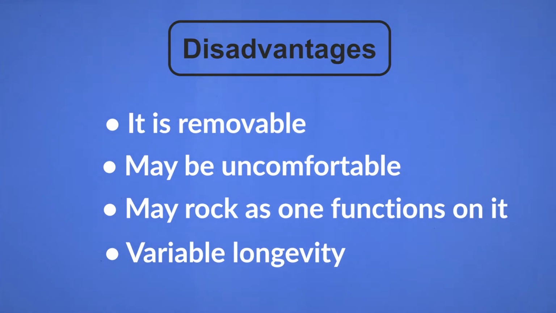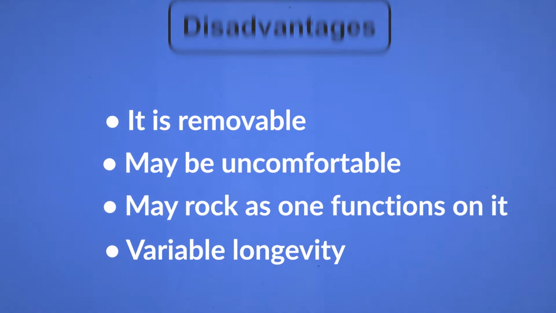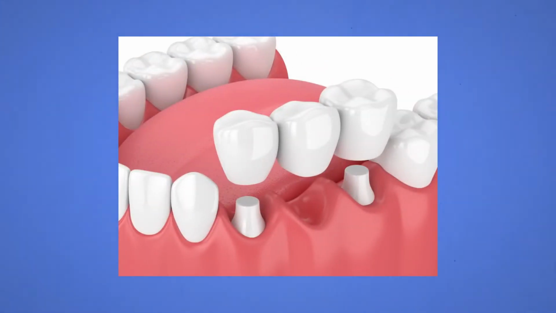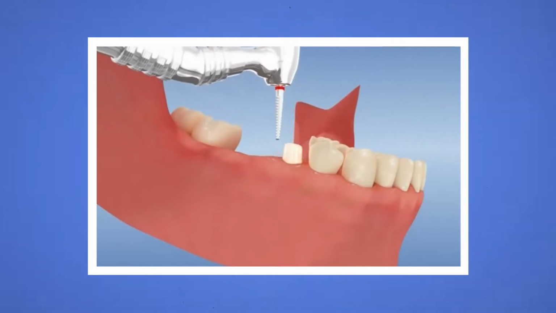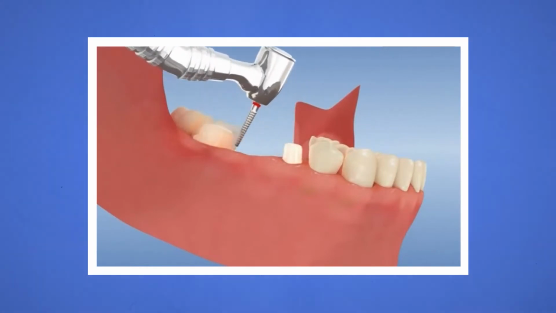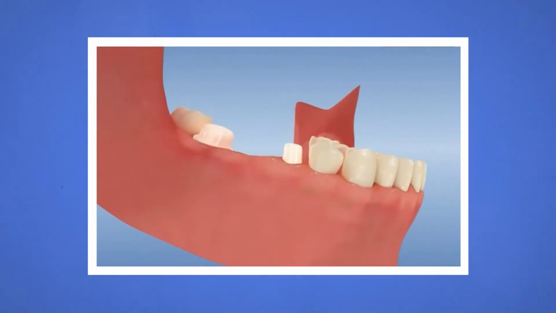The second restorative option for an edentulous site is a dental bridge. A dental bridge is something that is fixed in place. The adjacent teeth to the edentulous site are shaved down to form a smaller version of those teeth. An impression is taken and is sent to the lab for a fabrication of that bridge. 2 to 3 weeks later, the bridge is fitted and permanently cemented into the mouth.